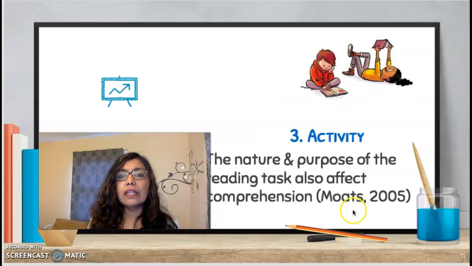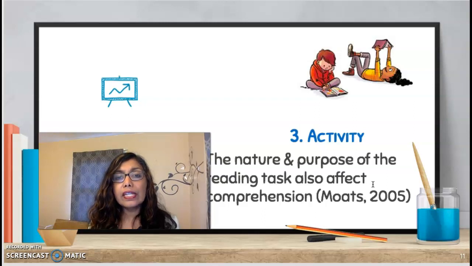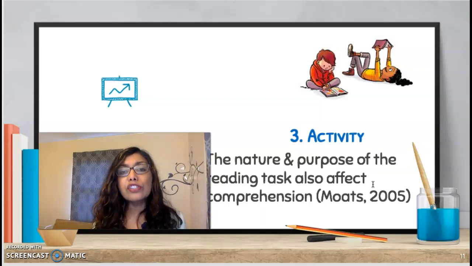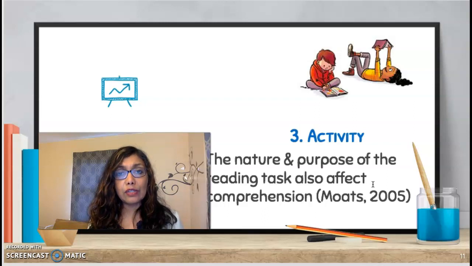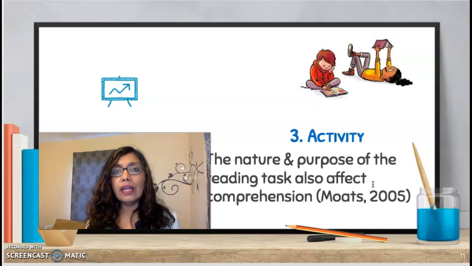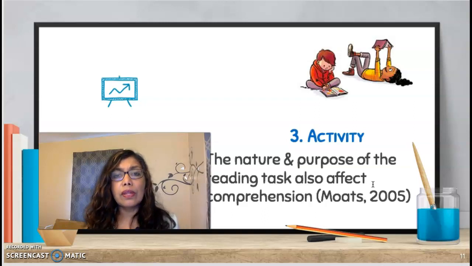Let's talk about activity. Activity is the nature and purpose of the reading, and that also affects comprehension. When you're working with students, some of you have already experienced this. You have students who rush through the text. So basically, activity is what's the motivation for that student to be engaged in the text. When you gave assessments, you found some of your students really just wanted to get it done. So they answered so fast that you were not able to discern whether they understood the text or not, because they're rushing through it.